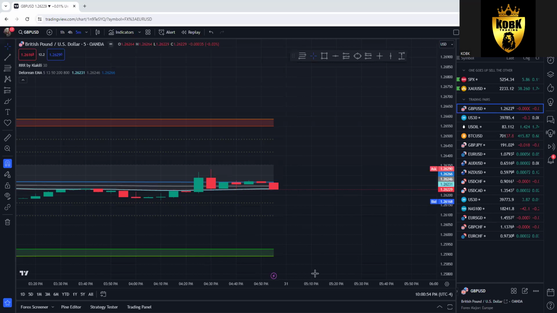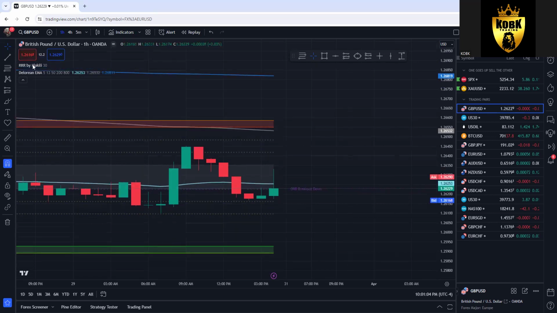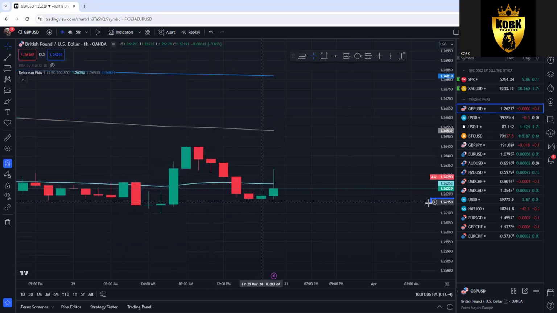All right, so cool. So now we're on GBP USD. Let me go ahead and cycle back to the 1 hour time frame. And I see that we had an ORB breakout already. So let's look at what we have. We have price. It's below our aqua. We have gray and we have blue.